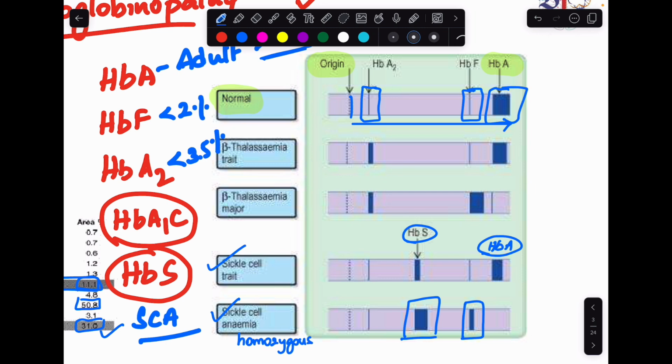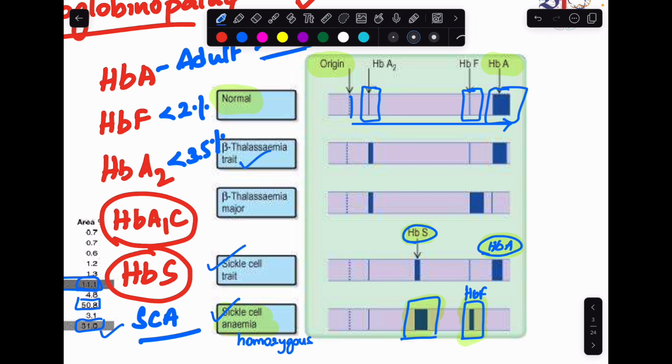So in sickle cell trait, what do you find? You find both HbS and HbA fractions, but in sickle cell anemia you find more of HbS and also the HbF fraction. Is it clear, all of you?